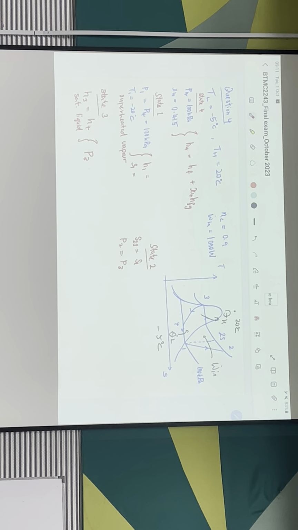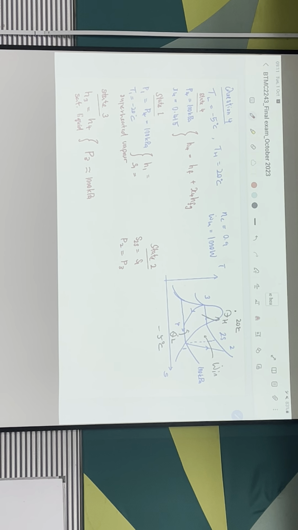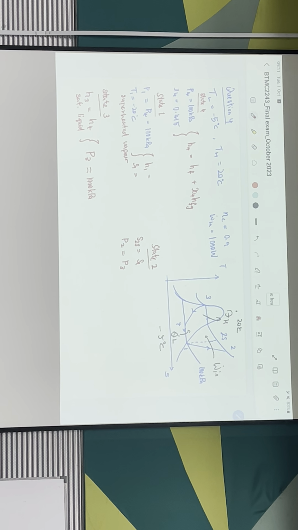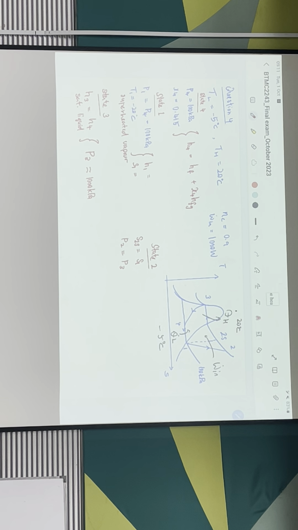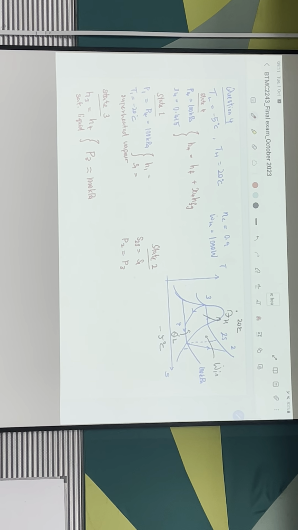So this P3 value should be approximately 1000 kilopascal. I purposely chose the quality such that the H3 and H4 will give you 1000 kilopascal here. Okay, so which means then from here you get 2 pieces of information for state 2. And then for state 2, through interpolation you can find H2S.